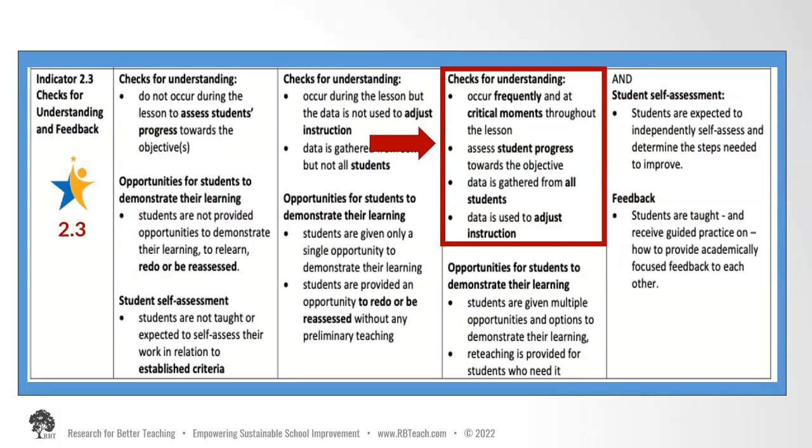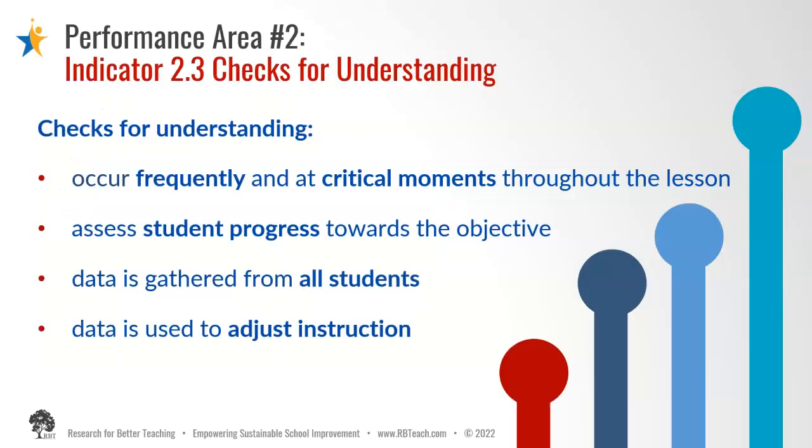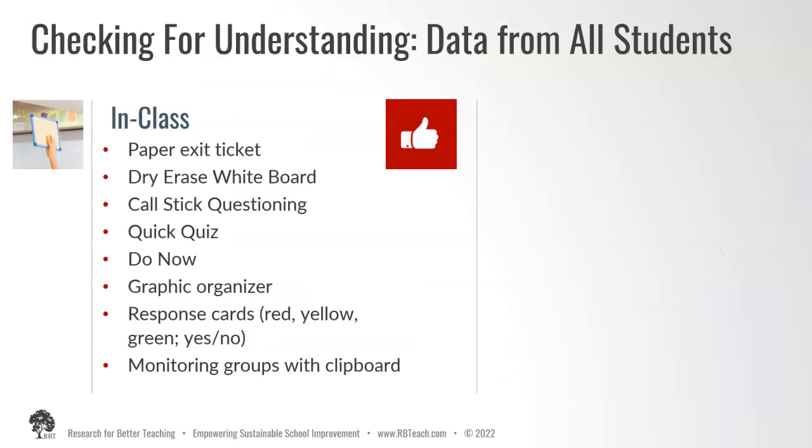So on your framework for 2.3, you can see the boldface words for checks for understanding. They occur frequently at critical moments. It assesses student progress from all students, and then instruction is adjusted based on the feedback received. Okay, so there they are again. Really critical, this part about all students. Teachers generate a lot of questions as a warm-up, only getting answers from maybe 2 or 3 students and not everybody. That's really not a check for understanding. It has to be from all students.